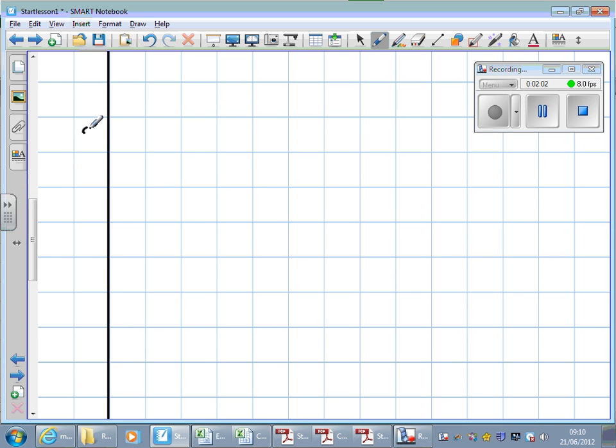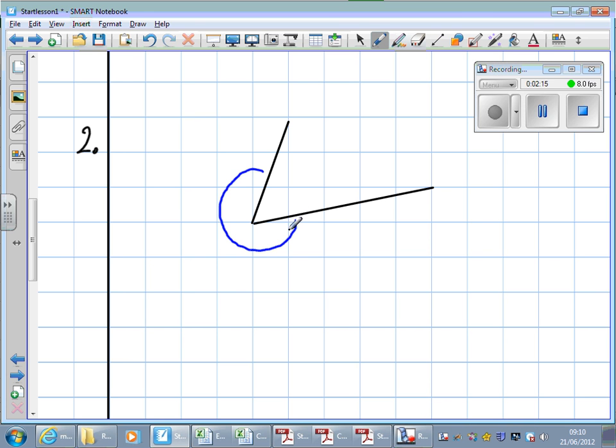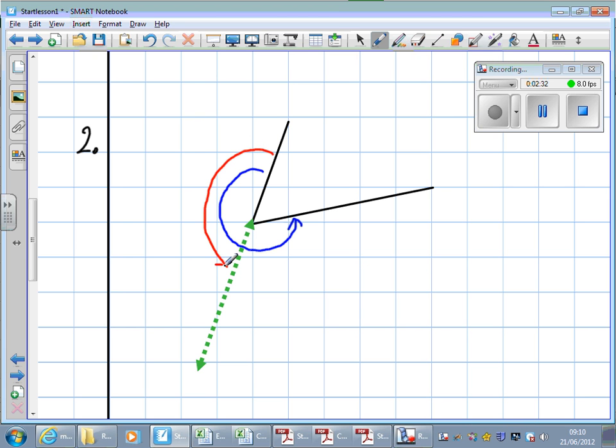Question 2. Could you draw this angle here? And we're interested in that angle. Now let's have a look. Again, your mind should be thinking this way. A straight line, 180 degrees, would be there. This is greater than 180 degrees. So it is a reflex angle.